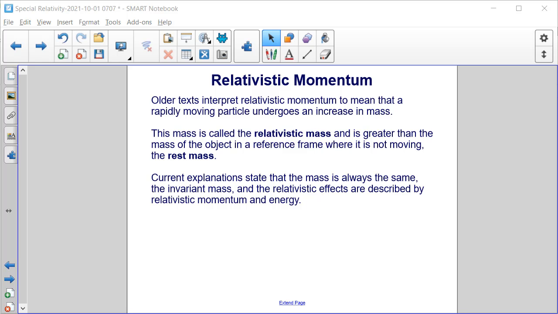In older texts, relativistic momentum is interpreted to mean that a rapidly moving particle undergoes an increase in mass. This mass is called the relativistic mass and is greater than the mass of the object in a reference frame where it is not moving, the rest mass. Current explanations state that the mass is always the same, the invariant mass, and the relativistic effects are described by relativistic momentum and energy.